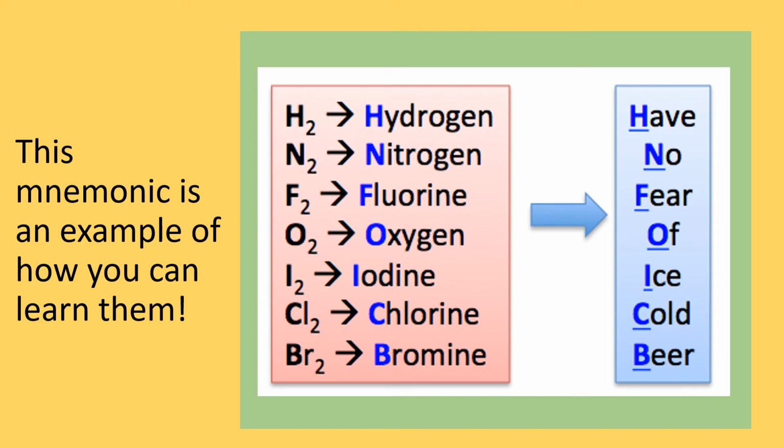So on the screen here, you can see our first example of a kind of method for memorizing the 7, which is the use of a mnemonic. Now there are lots and lots of these. If you have a look online, you can even make up your own.